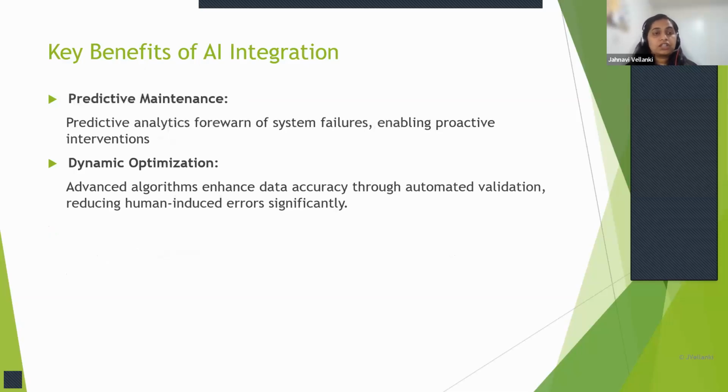Predictive maintenance, as we talked, is basically the models, the predictive analytics, forewarn of system failures, enabling proactive intervention. So this is much more useful when you have a large lab and you have these predictive models in place, you don't have to worry about a system failure and potential delay with the clinical trial or research that you are in the middle of. Dynamic optimization. So advanced algorithms enhance data accuracy through automated validation, reducing human-induced errors significantly.